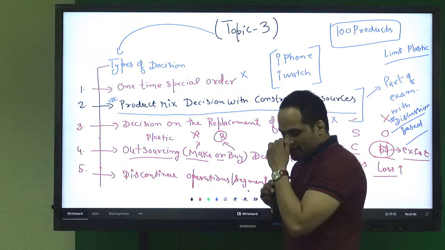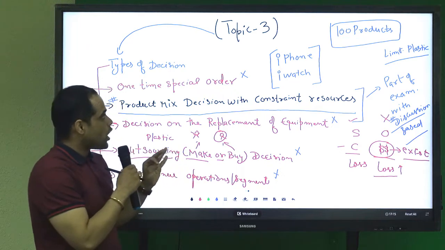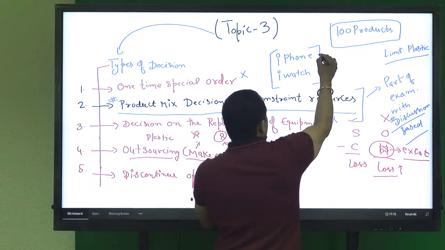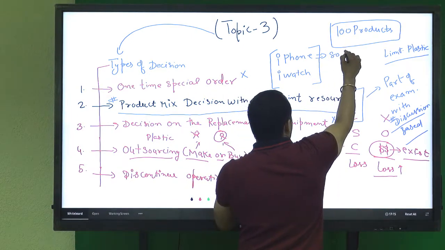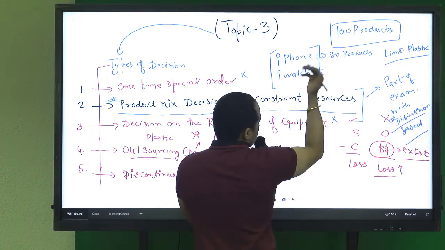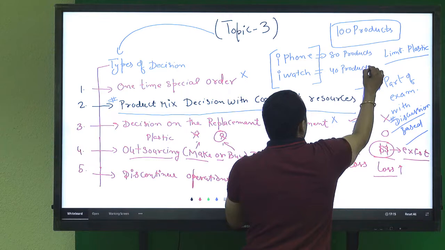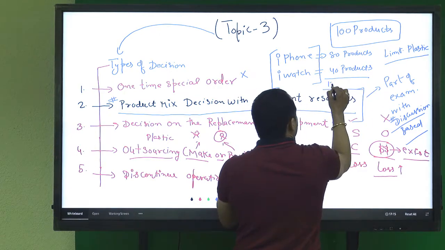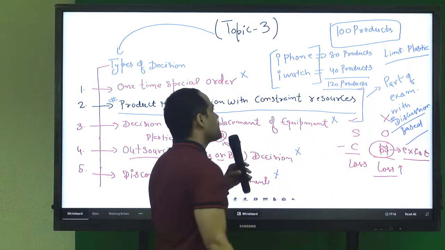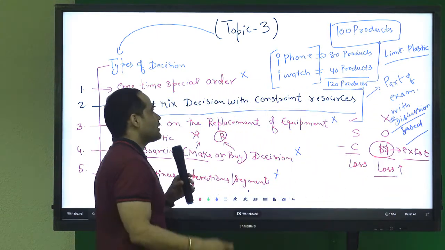All right. So which means we have a limited raw material available, which means we cannot meet the demand of these two products. Let's say the demand of iPhone is 80 products. Customer demand 80 products. And iWatch, let's say customer demand 40 products. So in total we would want to produce 120 products, but because of the limiting factor, maximum we can produce 100 products.